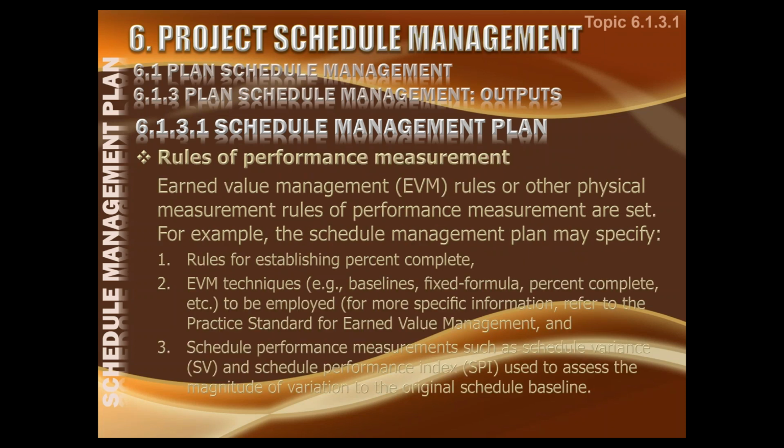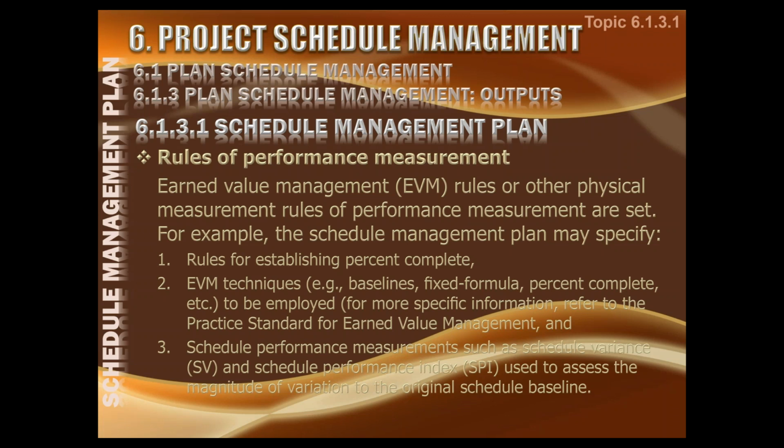Rules of performance, well, that depends upon what method you are using. If you are using earned value, which is a preferred method, then earned value management rules, or other physical measurement methods, have to be established. Generally, we know and we understand that earned value is a much better system, but most of the organizations are not using it. They are using some other method of measurement, maybe percentage or something like that. For example, the schedule management plan may specify rules for establishing percent complete. How do you say that this work is 100% complete? How much should be done to constitute 100% complete?